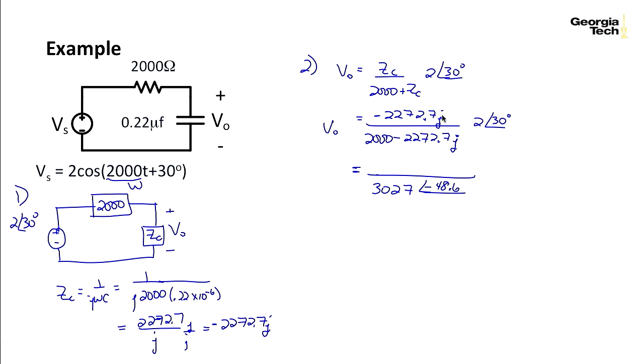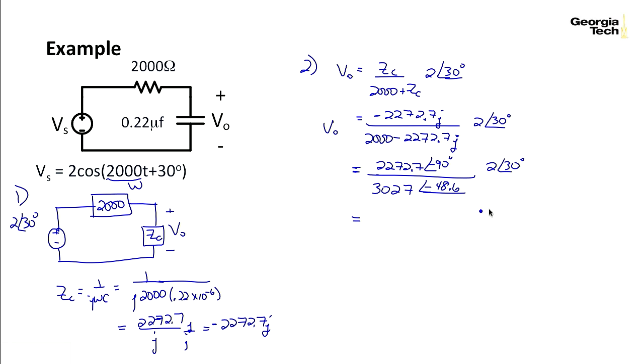And in the numerator, I've got a magnitude of 2272.7, and this is purely imaginary. And I've got a minus j in there. A minus j corresponds to an angle of minus 90. And then I've got 2 at an angle of 30 degrees. And the reason I converted all this to polar is that, as I've said before, it's easier to work with polar notation if I'm trying to multiply and divide these.